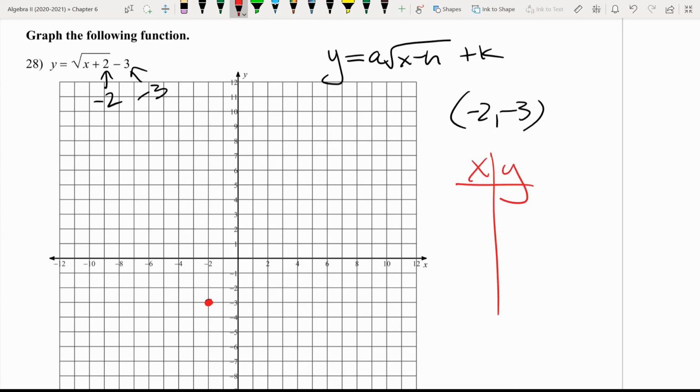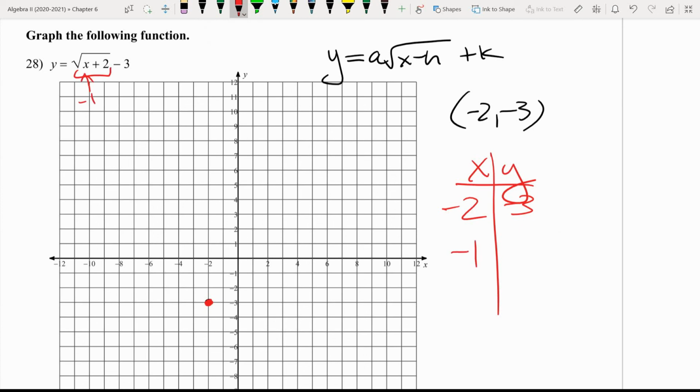If you didn't remember that, you could also just look at this and say, well, if I'm going to try some x and y values, the smallest x value I can put in without this being the square root of a negative is negative 2. And all the other points are above that. So negative 2 does get you negative 3. But then we can plug in some other values. And remember, the trick for this is picking numbers that are going to get you perfect squares. So my next perfect square would be 1. If I want to get 1 underneath here, then x would need to be negative 1.